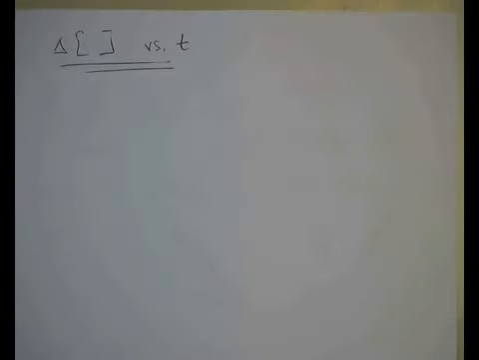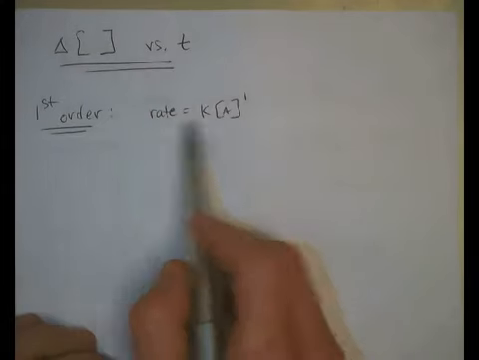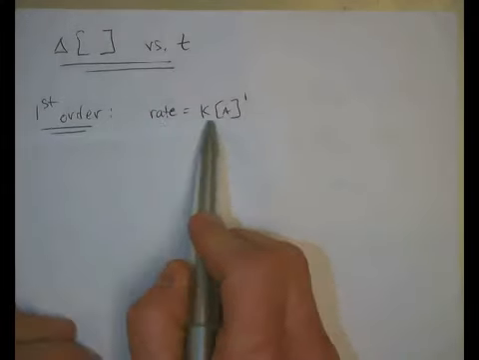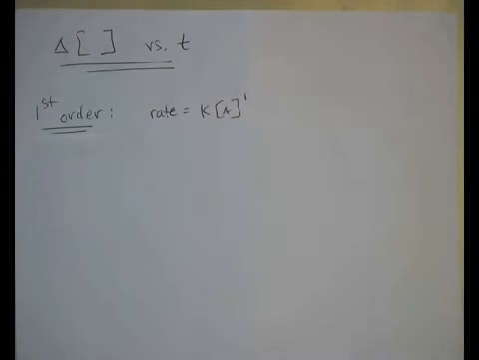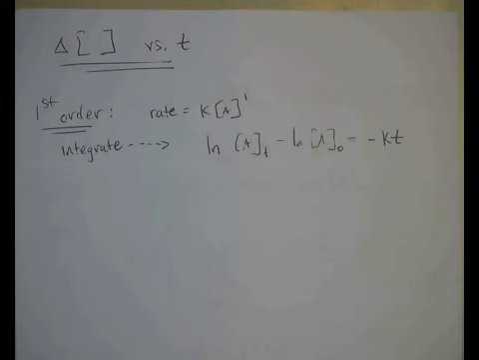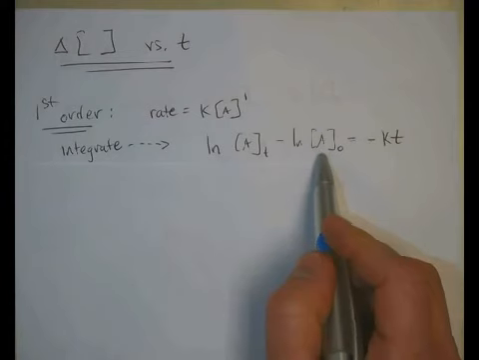But right now we're going to take a look at what happens if we want to look at the concentration versus time. Well, if it's a first order rate law, the first order rate expression takes on the form rate equals constant k times A to the first power. This rate law can undergo some mathematics called integration. When we integrate it, we get the equation natural log of A at some time minus the natural log of A naught is equal to negative k times t.